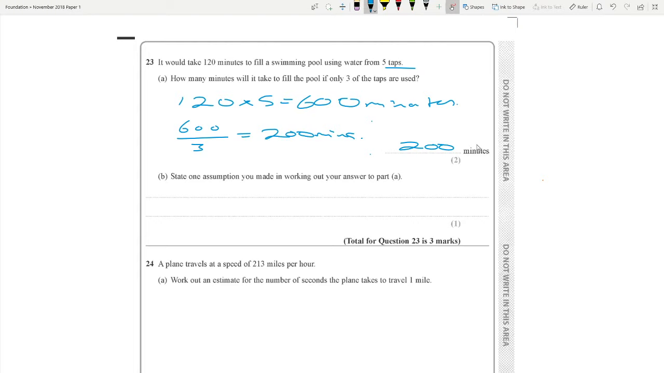Okay, part B: state one assumption you made in working out your answer to part A. So the assumption that we've made is that the water flow is constant, isn't it? That we assume that the water is constant from all taps.